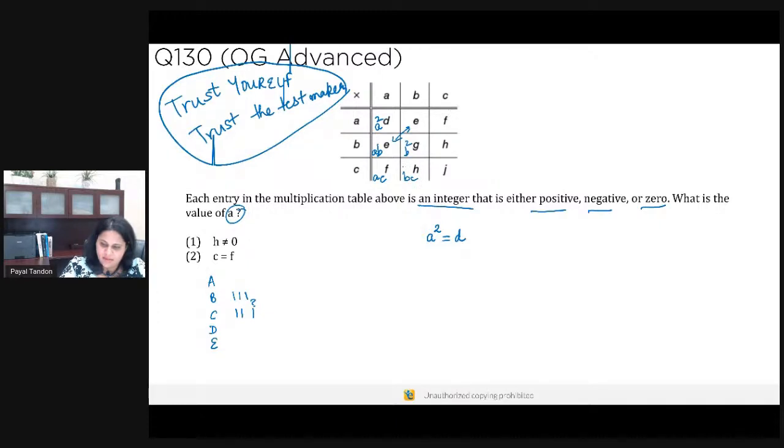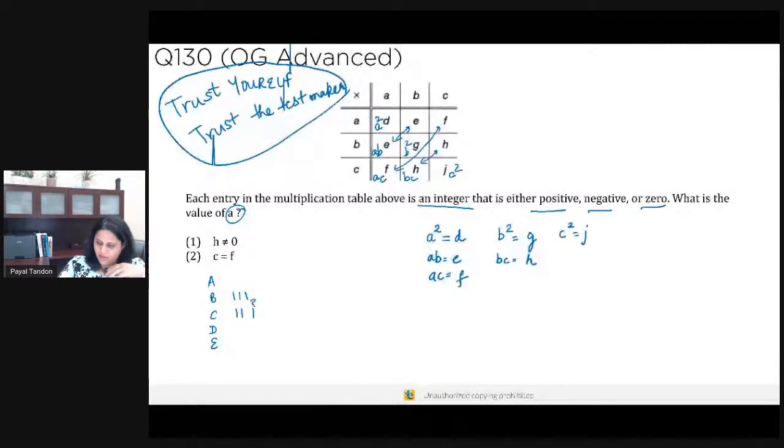Now CA is the same as F, so I don't need to write this down separately. This is BC, same over here, and then I have C square. So I have A square, B square, and C square, AB, AC, BC. I may not need to utilize all these things, but it's good to make a note of them, especially when something is a little scary for us. Okay, I've written this down. Now I go into statement 1.